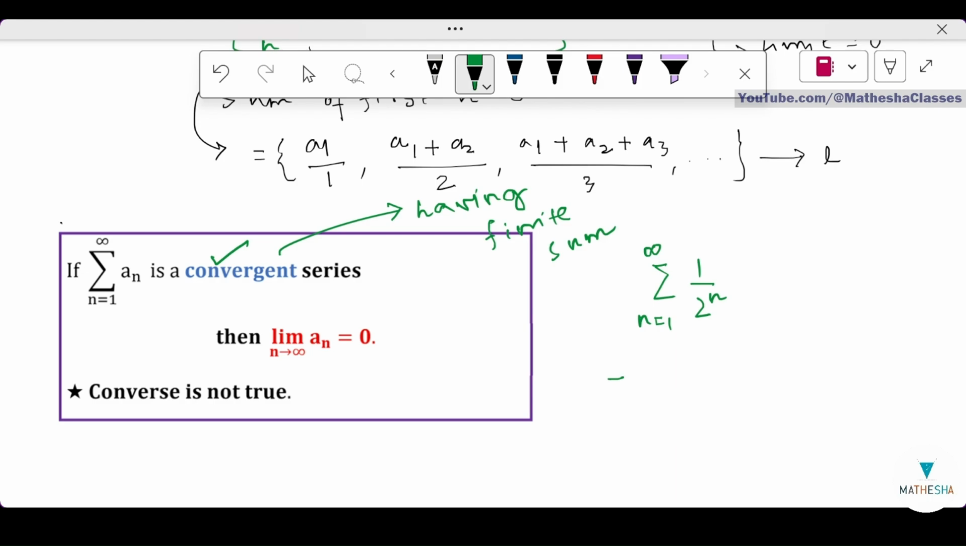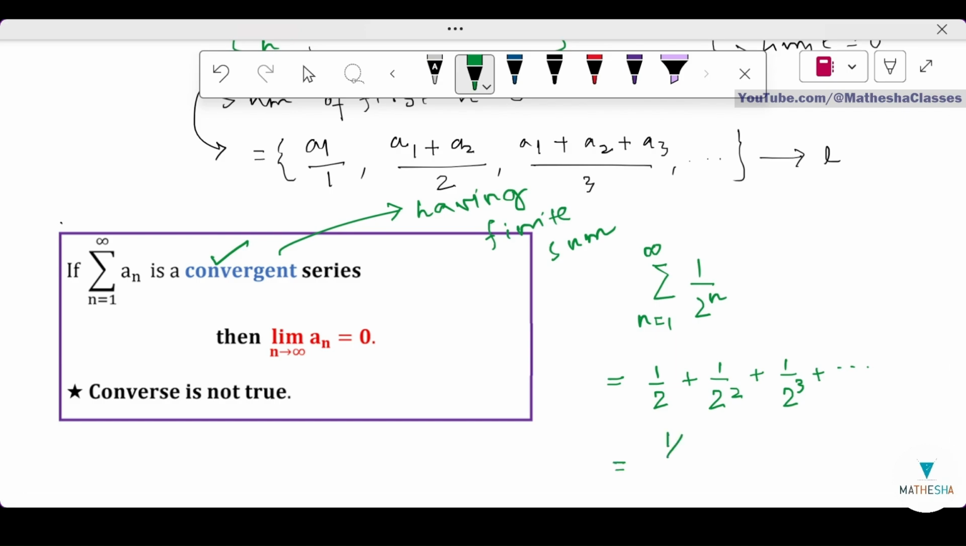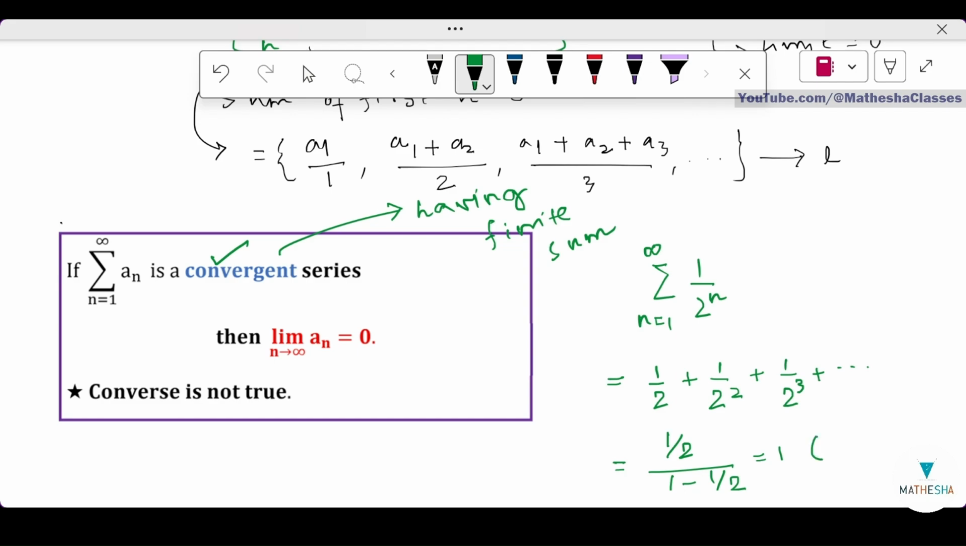थोड़ा याद कर लेते हैं इस सीरीज को. लुक केयरफुली. If you expand the series it will be like this: half plus 1 upon 2 square plus 1 upon 2 cube and so on. So this is what? This is the infinite GP series. So if you find the sum, you will be getting first term upon 1 minus half. So you will be getting half upon half, so that is 1. So this is finite.